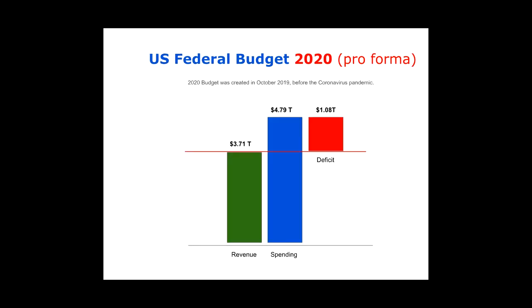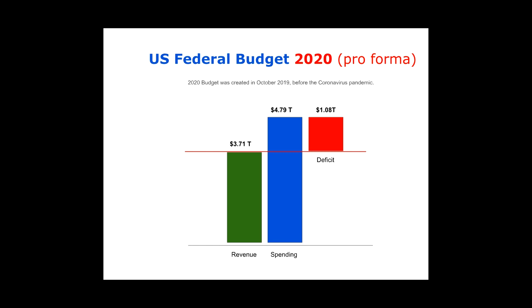We can look at the 2020 budget, the pro forma budget. This was done in October of 2019, in the months before the coronavirus pandemic, and you had a typical year. The government expected to bring in about $3.7 trillion, to spend about $4.7 trillion, and run a deficit of a little more than $1 trillion.